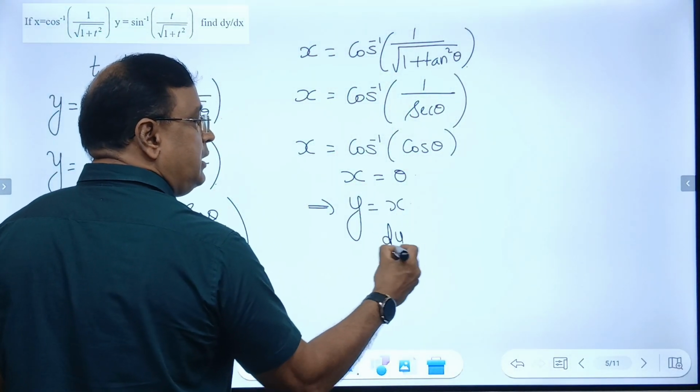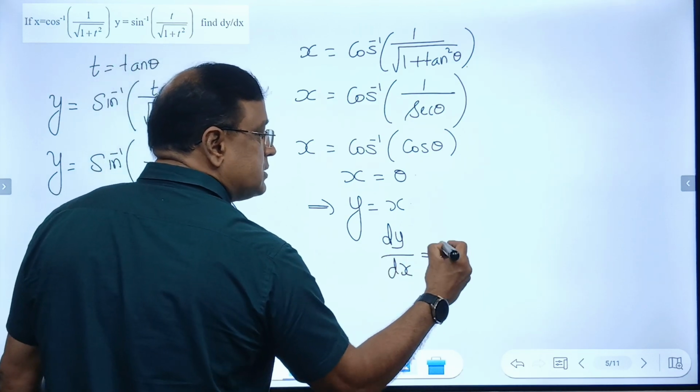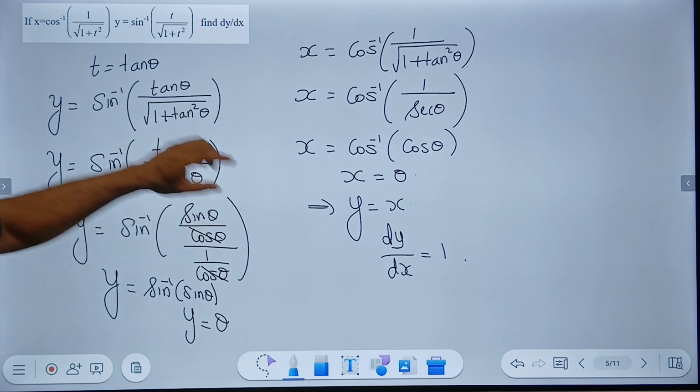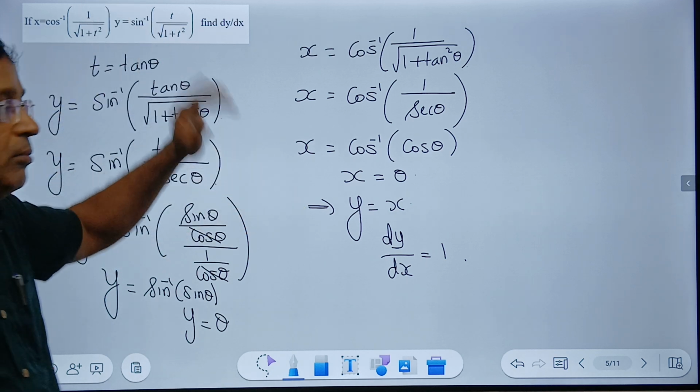So what is my dy by dx? dy by dx is 1. Very simple. Correct? By making a substitution, it becomes easy. If you try to differentiate directly, it gets very complicated.